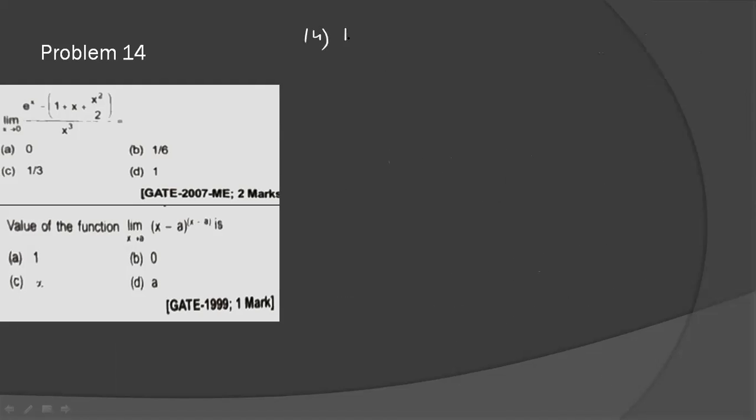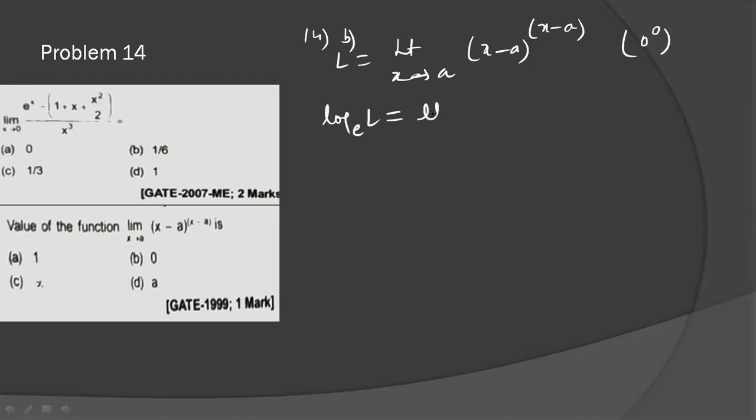B part is very interesting. Limit x tending to a, x minus a to the power x minus a. This is your 0 to the power 0 case. It is again an indeterminate form. In the power, you have to take log both the sides. If you take log of x minus a to the power x minus a, then x minus a can be taken outside.